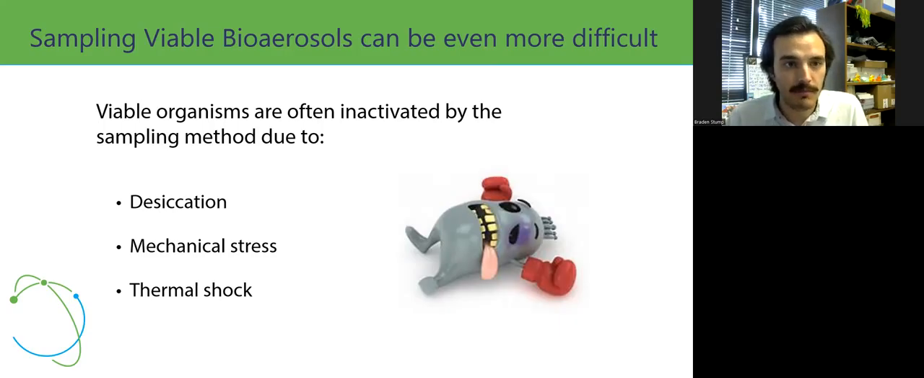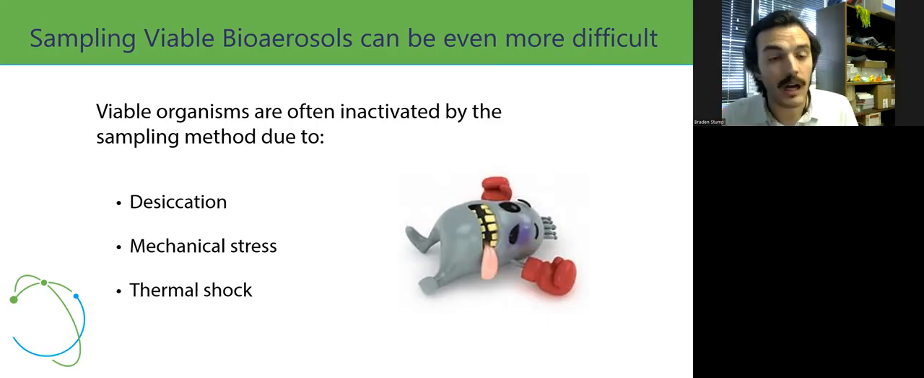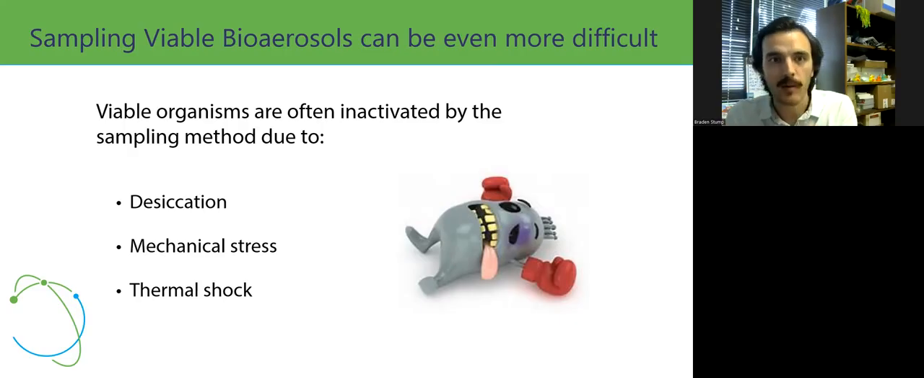Specifically because the methods by which a lot of sampling occurs can expose bioaerosols to desiccation, so drying out, mechanical stresses from being potentially shot out of a nozzle or an impinger to get into a more concentrated sample, and then also thermal shock, right? Some of these methods require large amounts of temperature, heat, in order to move these smaller bioaerosols into something that can actually be captured or analyzed. So the trick with viable bioaerosols is even a step further than that in difficulty.